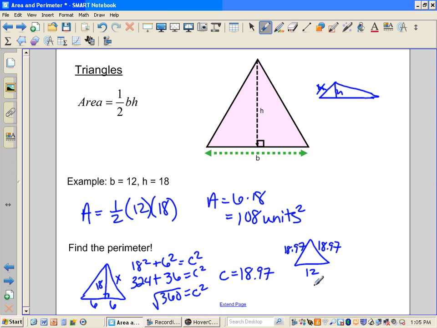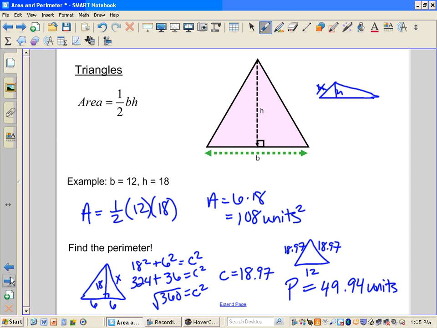So if I do 18.97 times 2, because I have 2 of them, plus 12, I get a perimeter. Remember, the perimeter is the distance all the way around the outside of 49.94 units.